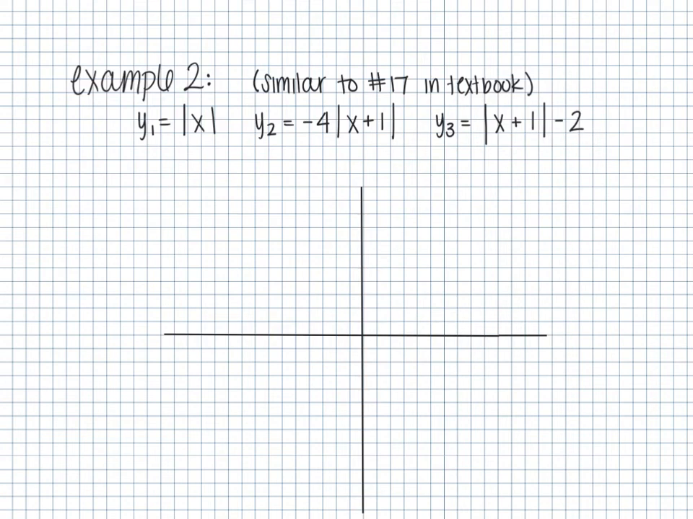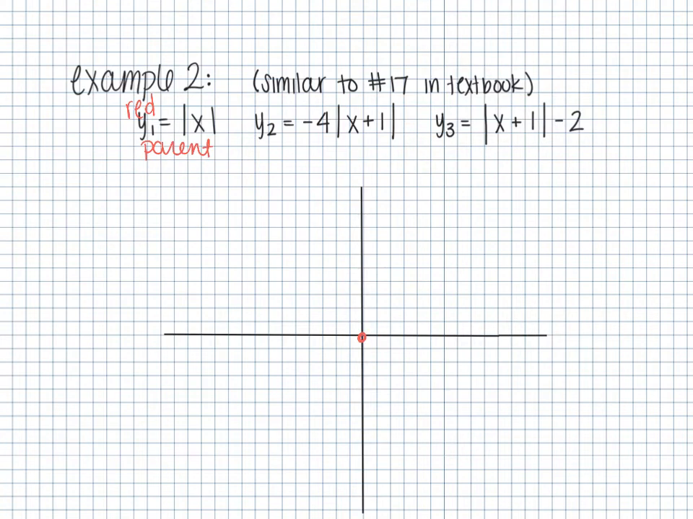All right, the next example, this is similar to number 17 in the textbook. I changed it around a little bit because I wanted it to look slightly different. So the first one you have is y equals absolute value of x, and then y2 is negative 4 absolute value of x plus 4, and then y3 is absolute value of x plus 1 minus 2. Okay, so we're going to do the first one first. We'll do that one in red. So that is my parent function. Y equals absolute value of x.